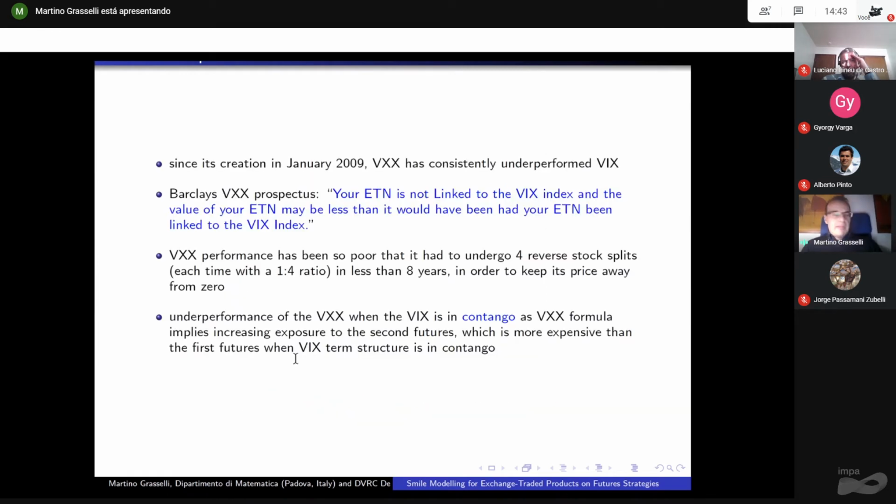And there is a pathological dependence on the fact that there is an underperformance of the VX6 with respect to the return on the VIX in the case where the future term structure is increasing. So in the case where the future term structure is in contango, the idea is that due to the formula, typically you put more weight into the future with longer maturity, which is typically more expensive. So you have typically in the contango situation an underperformance of the VX6. Of course, the opposite holds true in the backwardation.